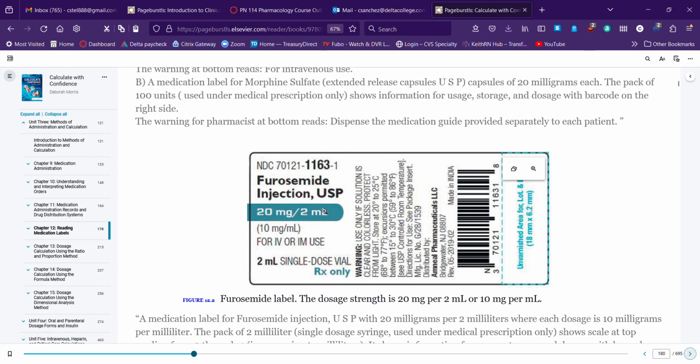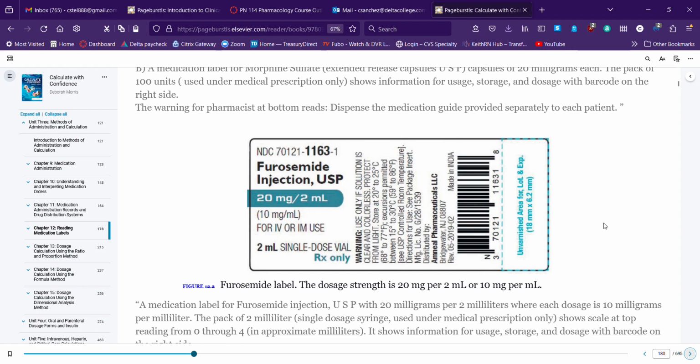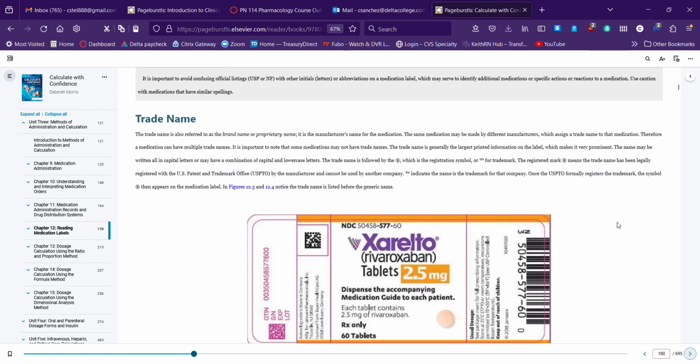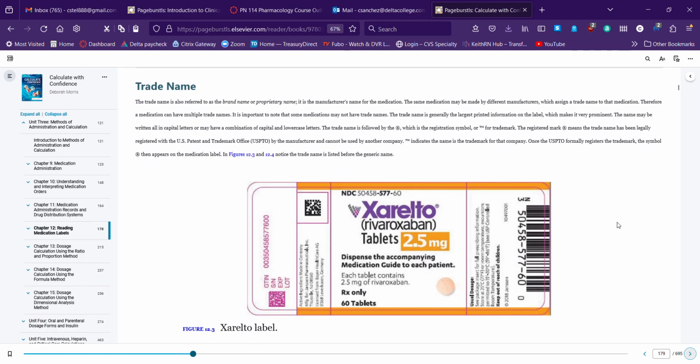Then underneath there, it's breaking it down to every mL that's in the vial. So every mL is going to have 10 milligrams. And if it's 2 milliliters, and I multiply that 2 times 10, I'm going to get my 20 milligrams per 2 mL. Now, again, this is only one name, furosemide. So if it's only one name, it's got to be what? Generic or trade? It's going to be generic.